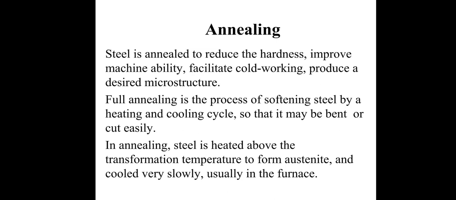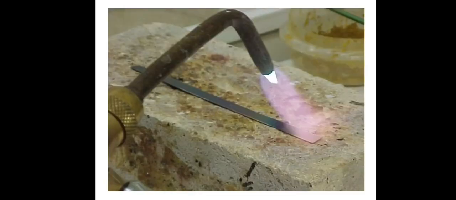Full annealing is the process of softening steel by a heating and cooling cycle so that it may be bent or cut easily. In annealing, steel is heated above the transformation temperature to form austenite and cooled very slowly, usually in the furnace. This is a gas torchlight. We are heating a plated metal to demonstrate the process of annealing.